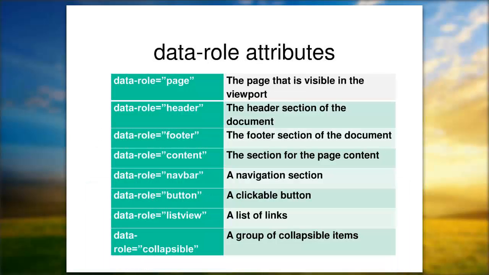All right, some of the other data-role attributes besides page and header, we have footer, content. All right, so content is the main content. Footer, obviously, the footer. Navbar, button, a listview, collapsible. We'll be looking more at listview and collapsible next week. All right, so these are different data-role attributes that provide some kind of a component in the jQuery Mobile language that we can use in the web page.